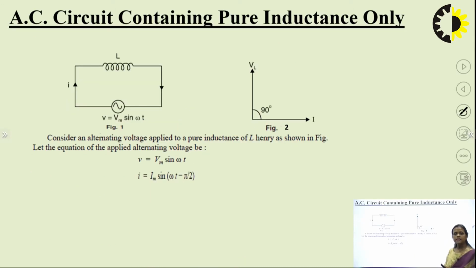Then next is AC circuit containing pure inductance only. So here in this circuit only inductance is there, the voltage equation is this, and if you derive, you will get the value of current as Im sin omega t minus pi by 2.